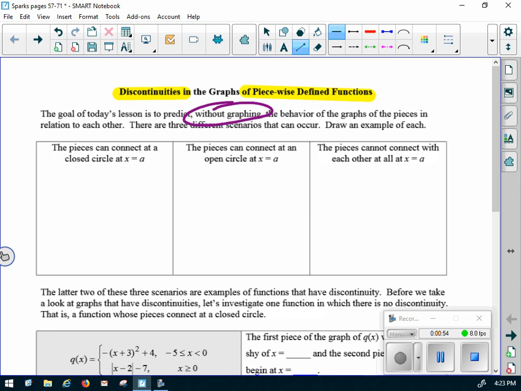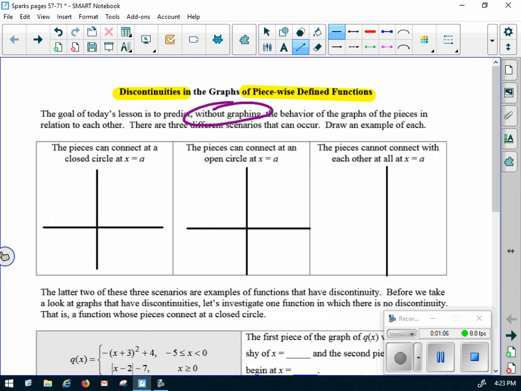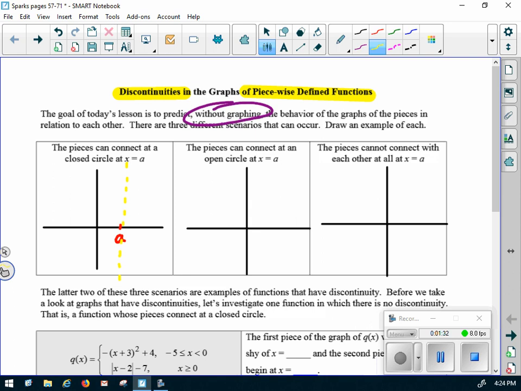I want you to just make a little XY axis, and we're going to do that in each of these 3 boxes. I hope those are not terribly crooked. Look at the first one. The pieces can connect at a closed circle at x equals a. I'm going to let x equals a be right there. The fence is right there. Now remember, the fence is not a part of the graph. It's just a visual aid for us.